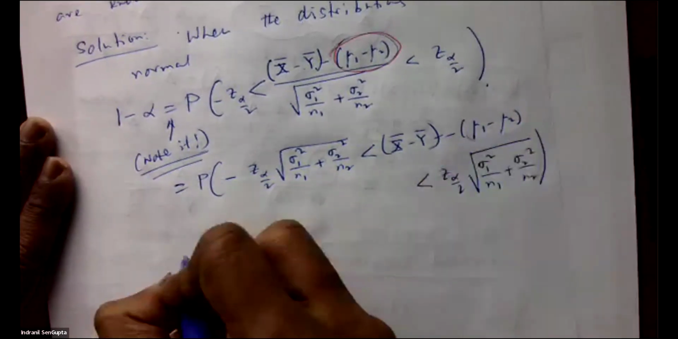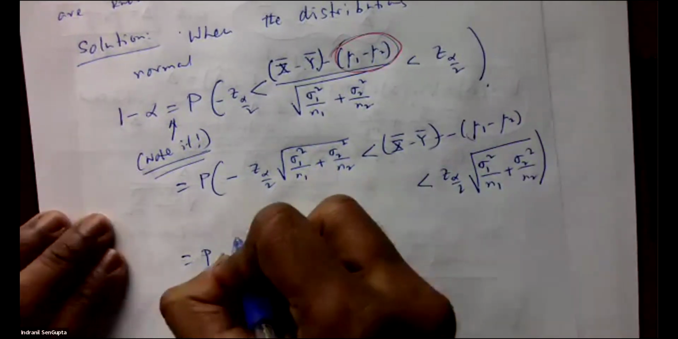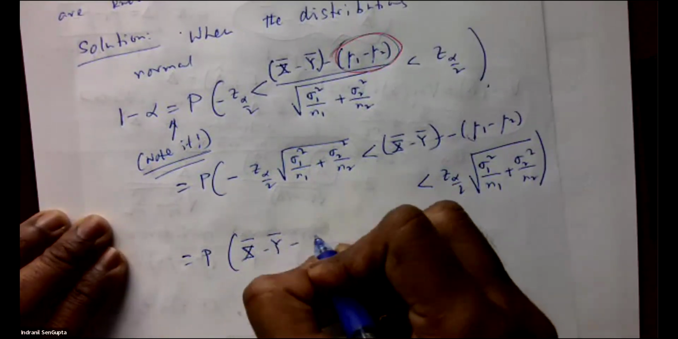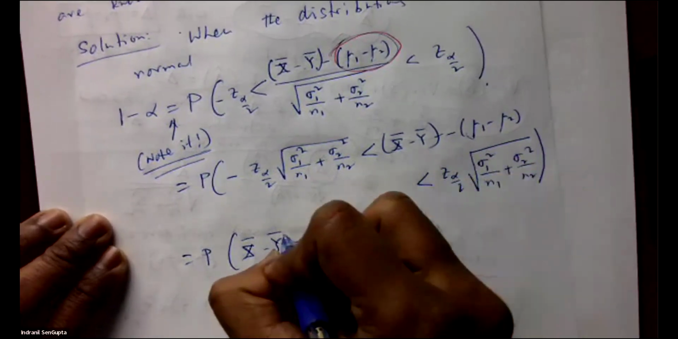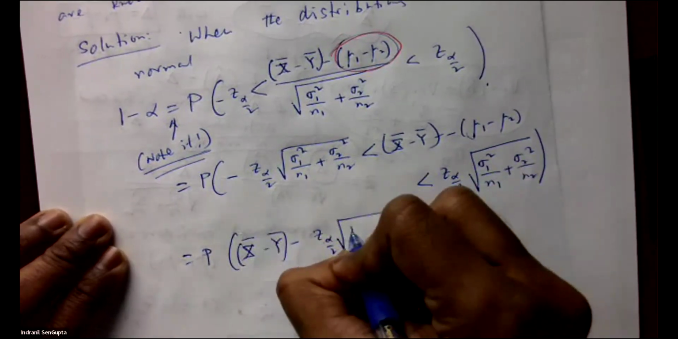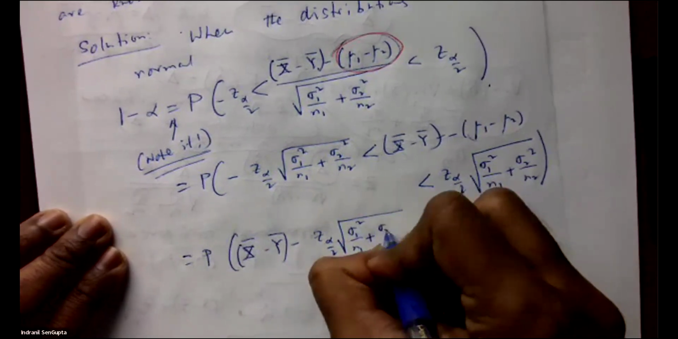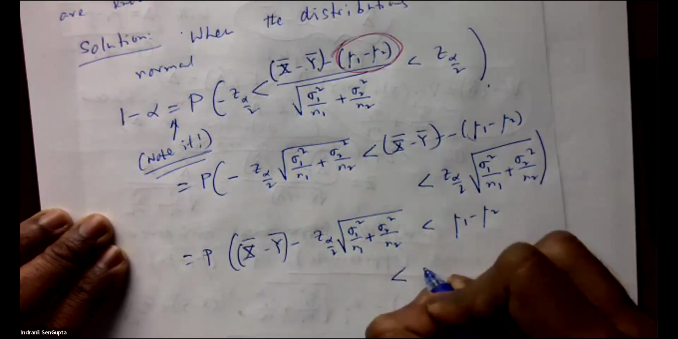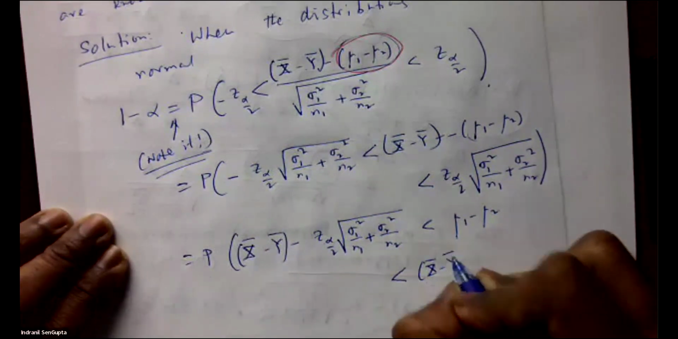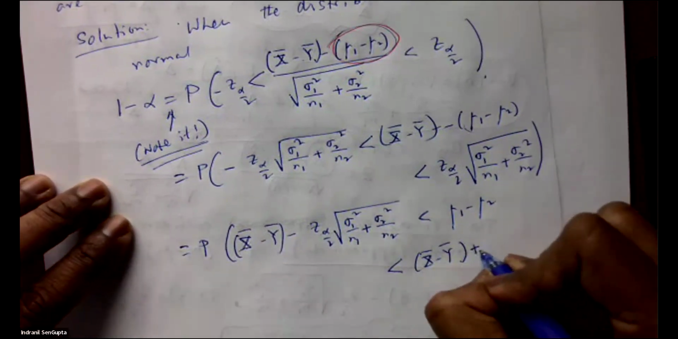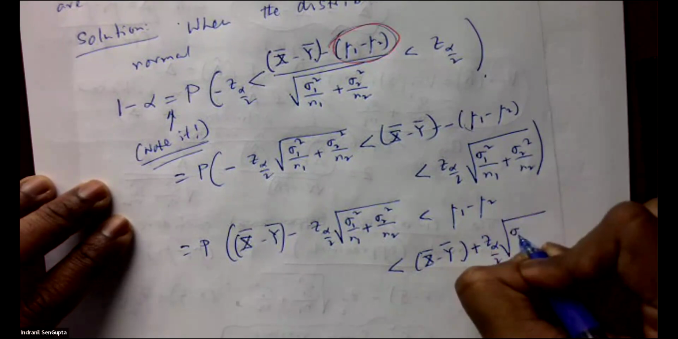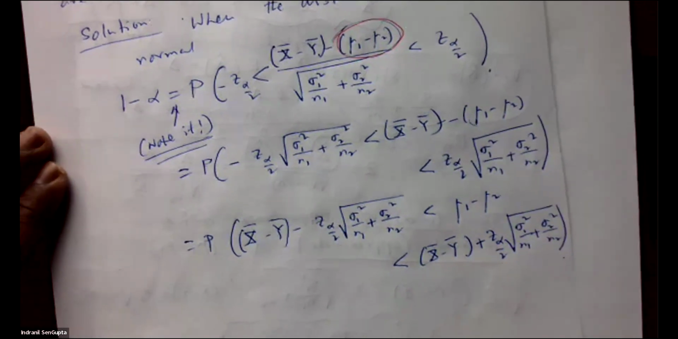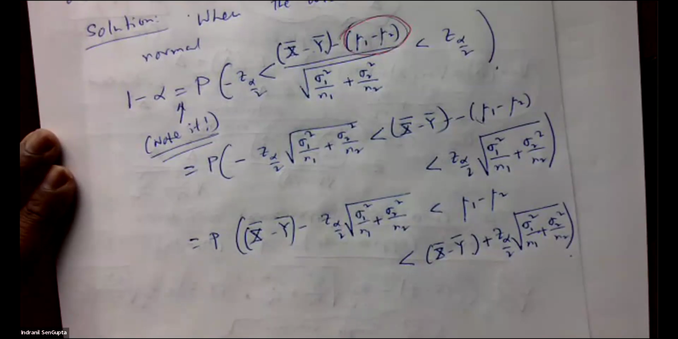And then if I solve for mu1 minus mu2, I get x bar minus y bar minus z of alpha over 2 times the square root of sigma 1 squared over n1 plus sigma 2 squared over n2, is less than mu1 minus mu2, less than x bar minus y bar plus z of alpha over 2 times the square root of sigma 1 squared over n1 plus sigma 2 squared over n2. That's it. So this is the confidence interval.